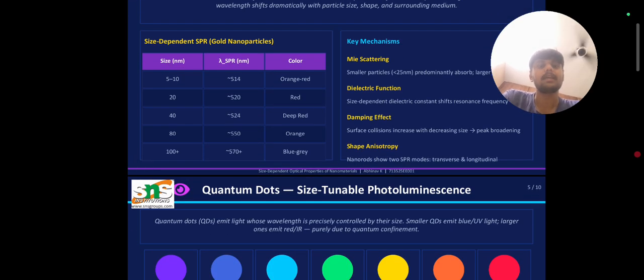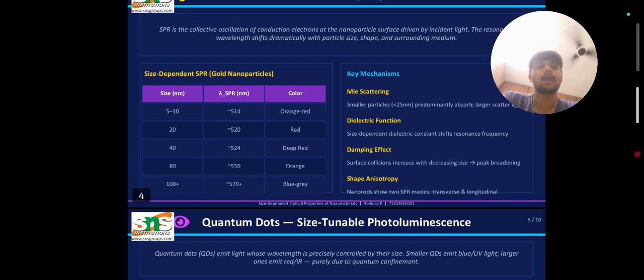We can see here the table of size dependent SPR of gold nanoparticles. First, size 5 to 10 nanometer, wavelength is similar to 514, color is orange red. Size 20, wavelength 520, color is red. Size 40, wavelength 524, deep red. Size 80, wavelength 550, orange. Size 100 plus, wavelength 570 plus, blue gray.